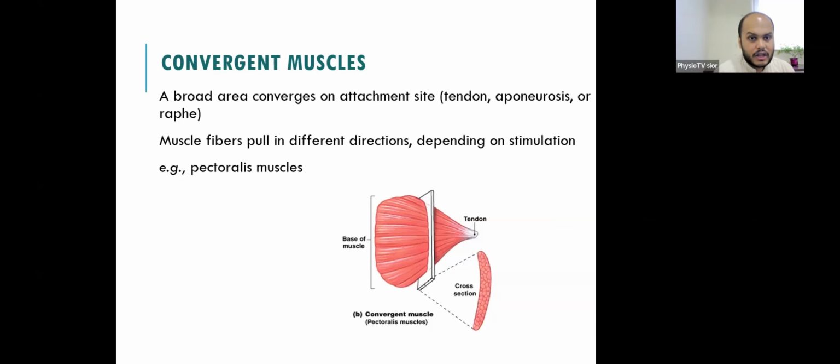So now when I talk about a convergent type of muscle, the fibers, or the muscle fascicles over here, as you can see in the cross section, are still parallel to each other. However, as and when you take subsequent cross sections, you start realizing that these fibers have started converging into one end. And that's why they are called convergent muscles. So now the best example of this muscle is going to be the pectoralis major muscle that is present in the upper girdle.